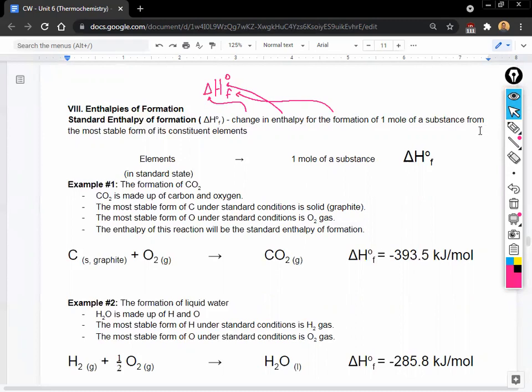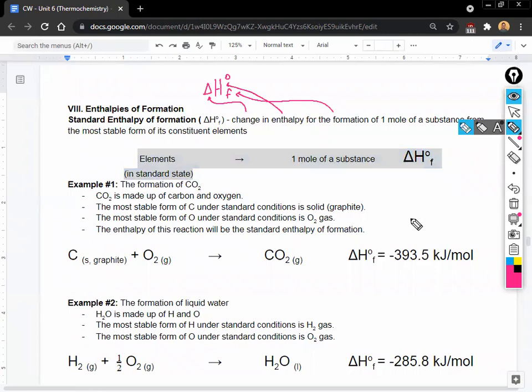Okay, now that is a very long, kind of confusing definition. So I kind of wrote this simplified version for you right here. It's basically when you take the elements in the standard state and you turn it into 1 mole of whatever compound, whatever substance you're looking at. And that's the delta H of formation. Okay. It's when you're trying to make a chemical and then how much energy is produced or used in order to make it from its elements, the elements that make up that compound. Okay, so we have a couple examples underneath.